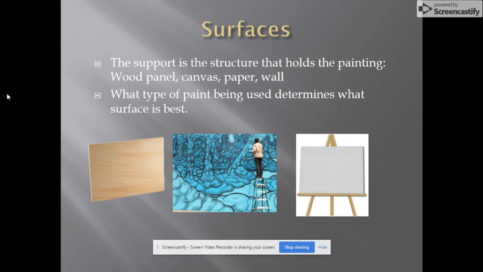Now, similarly, tempera paint being mixed from eggs is going to have a flaky texture. So you would never want to use a canvas, which has a certain amount of flexibility. You don't want to use anything that's going to cause that flakiness to become disturbed. So oftentimes you have to think about that.